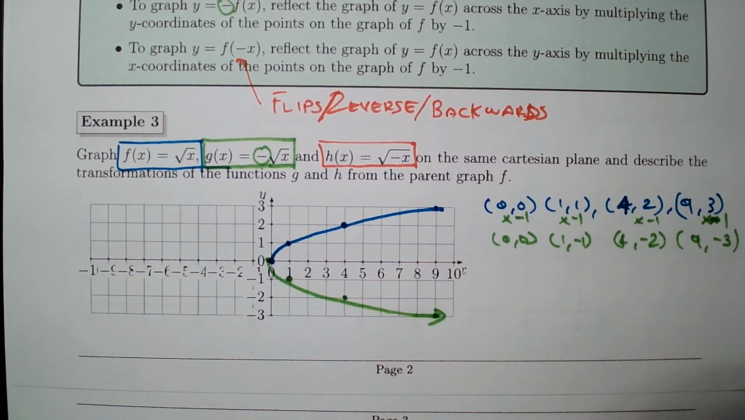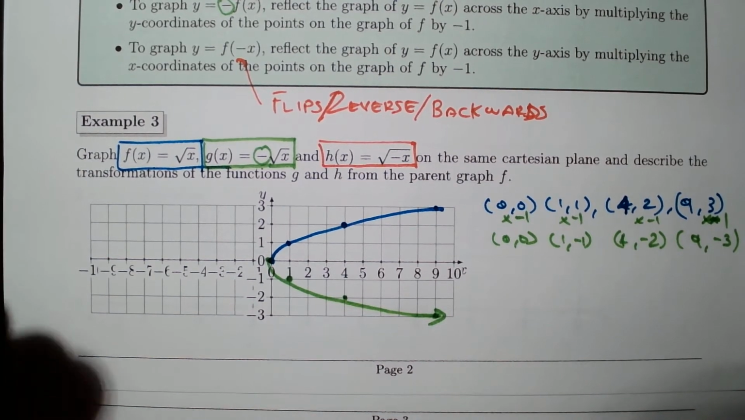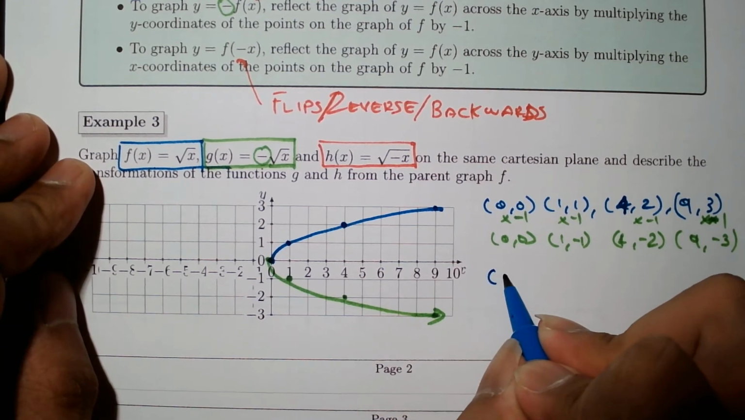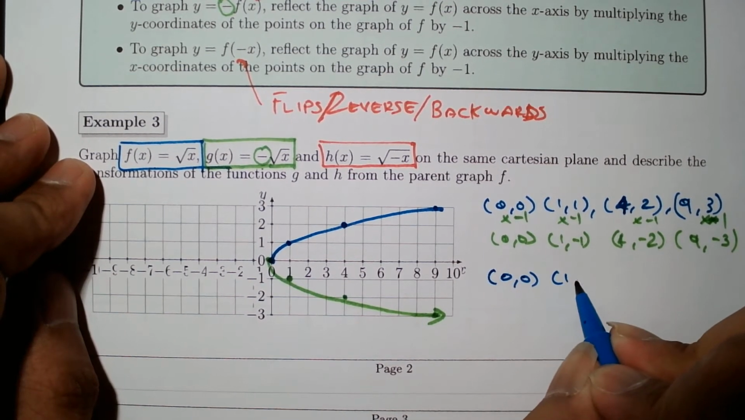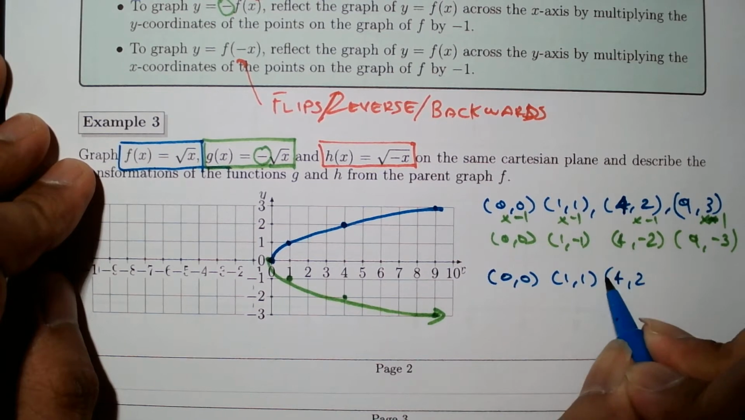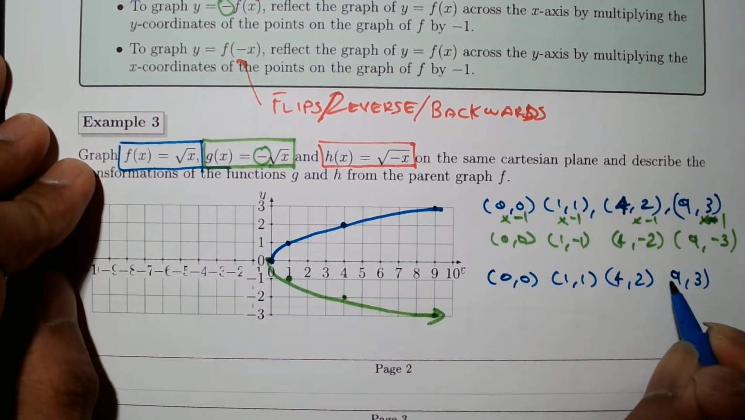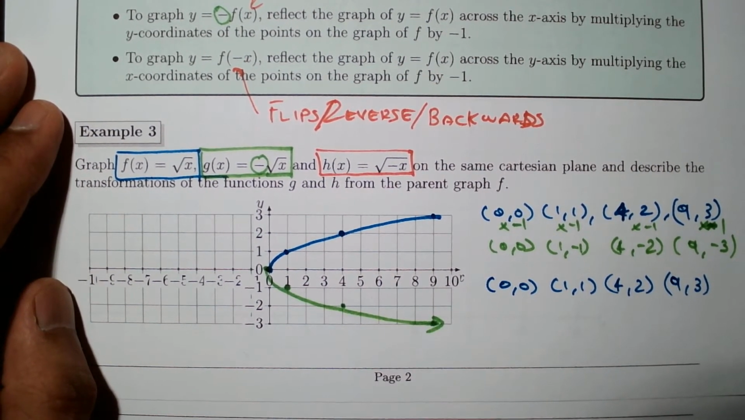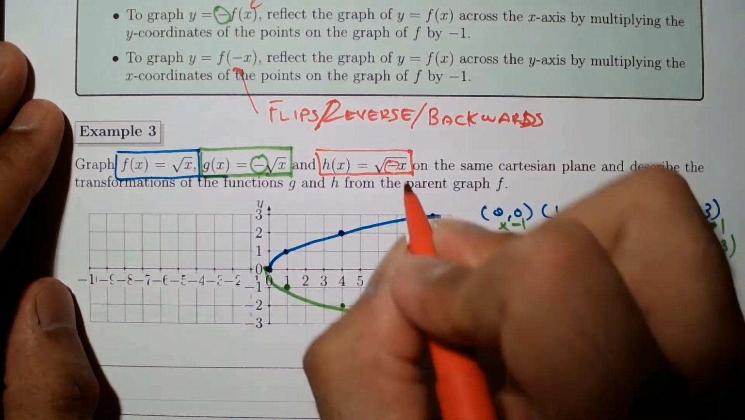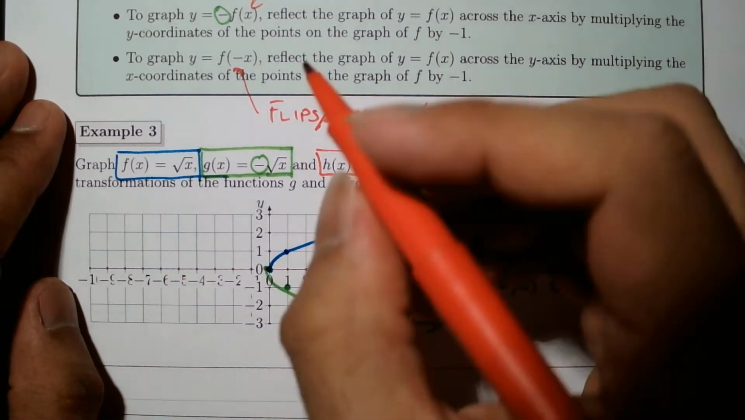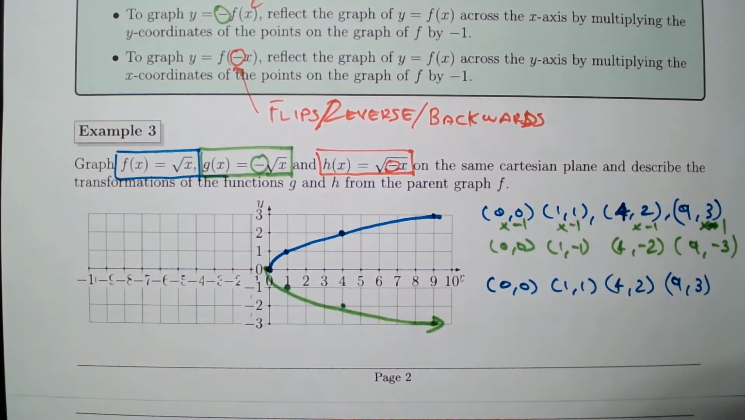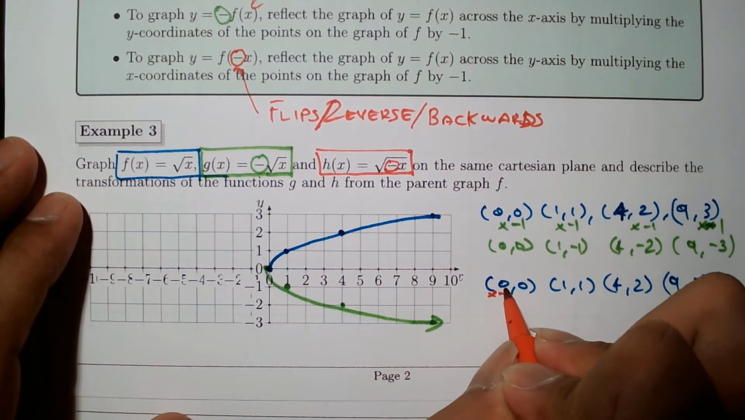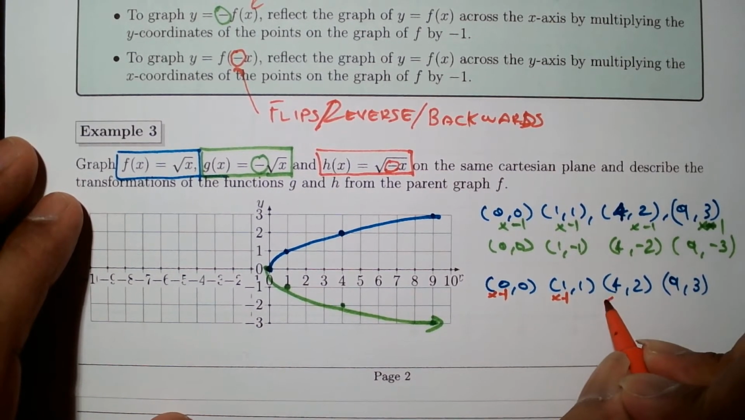Okay, now let's look at the other reflection. I'm going to write these points again: 0, 0, 1, 1, 4, 2, 9, 3. Notice the position of the negative sign. It's inside of the function. It's affecting the x's this time. So this time I'm going to multiply all the x's by -1.